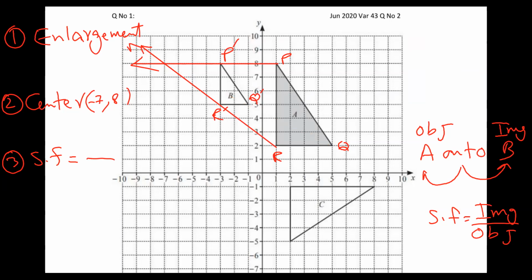Because the image is B, take any corresponding side. I take this base: how many boxes? Very clear, 2 boxes, so I write 2 up. And similarly how many boxes here? You can count, it is 4 boxes. So the answer becomes 1/2. This is clear. But if you say, sir, I don't like to take the bases, I want to take the heights, how is the height here? 3 boxes, you can count 1, 2, 3 boxes. And what here?